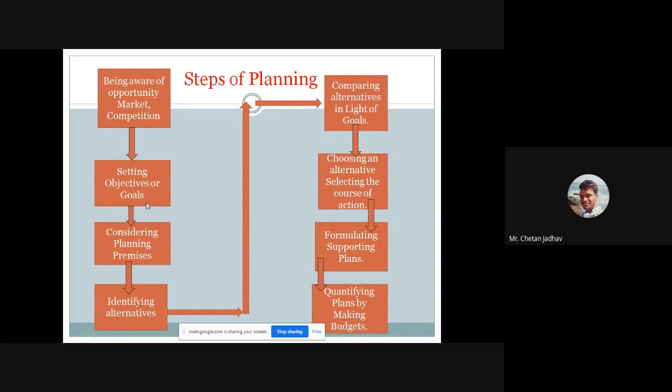Second, setting objectives and goals. Once you have completed your market survey, you have to set your objective as per the market survey and competitors, and you have to focus on more reliability and less cost of the product. Then and only then will you be able to sell or top the market.